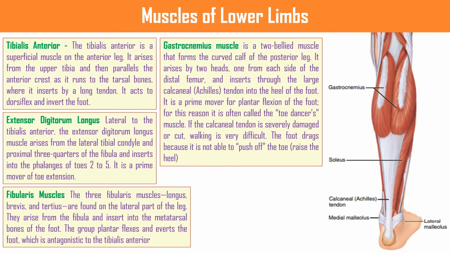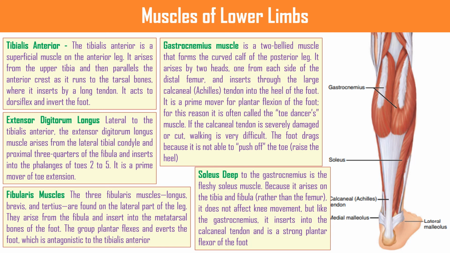Next one is the gastrocnemius muscle, a two-bellied muscle that forms the curved calf of the posterior leg. It arises by two heads, one from each side of the distal femur, and inserts through the large calcaneal or Achilles tendon into the heel of the foot. It is the prime mover for plantar flexion of the foot. For this reason, it is also known as the toe dancer muscle. If the calcaneal tendon is severely damaged or cut, walking is very difficult. The foot drags because it is not able to push off the toe or raise the heel.